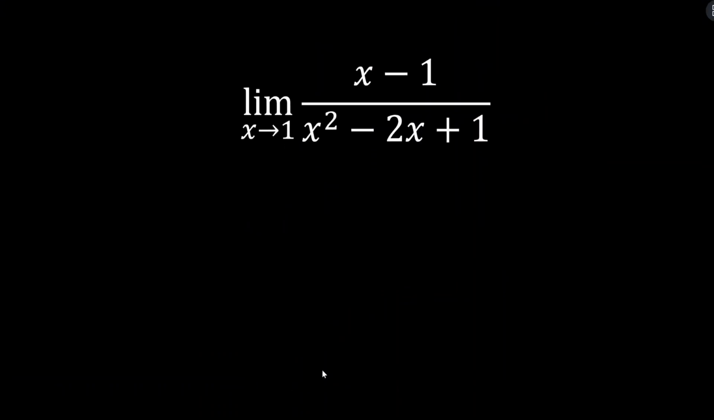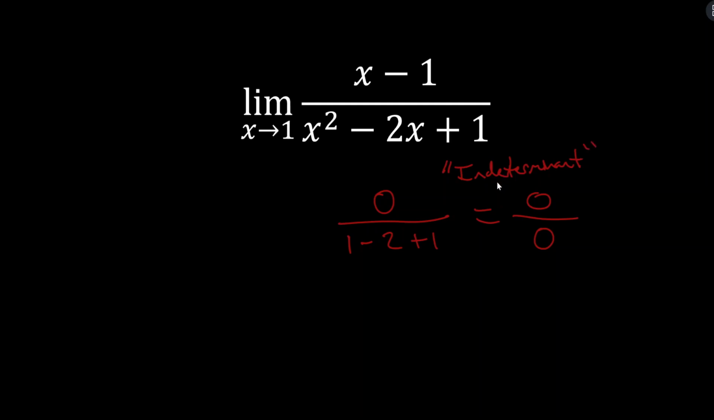All right, here's what we can jump into. One example where, again, we do direct substitution. 1 minus 1 is 0. In the denominator, 1 squared minus 2 times 1 plus 1. That's also 0. So we get 0 over 0. And again, this is why we call it indeterminate form. Indeterminate form, because look at this example here.